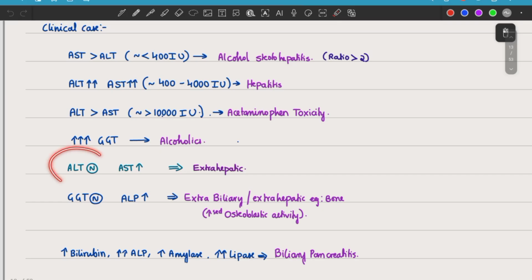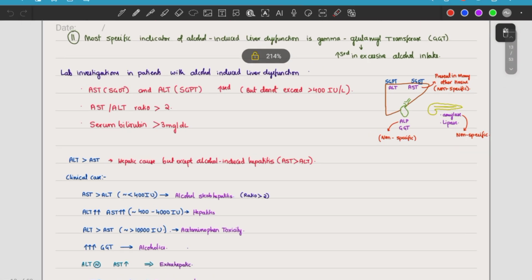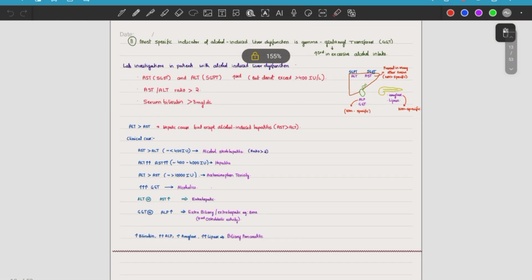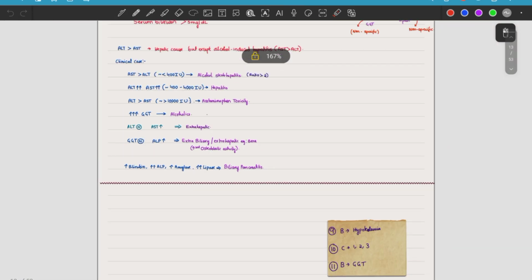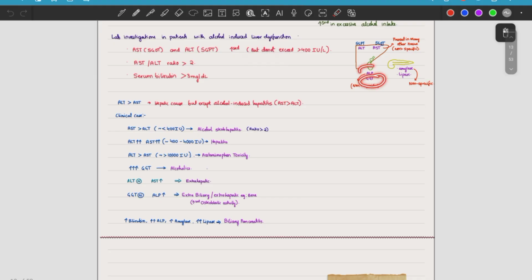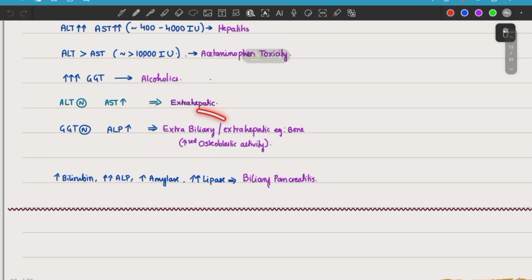When ALT is normal but AST is increased, we have seen here AST is non-specific, hence it can be an extrahepatic cause. When there is a hepatic cause, both have to be increased, not just AST. When GGT is normal and ALP is increased, then it is extrabiliary or extrahepatic. That example is bone, that is increased osteoblastic activity.